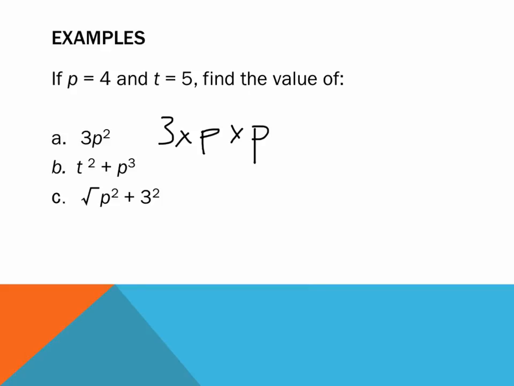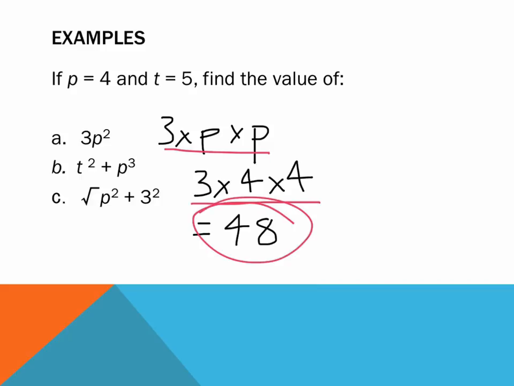So what does p equal? p equals 4. So 3 times 4 times 4. What are 3 4s? 3 4s are 12. 12 times 4 is 48. So my answer for this one is 48. It's very important to first expand it, then substitute it in, and then find the answer.